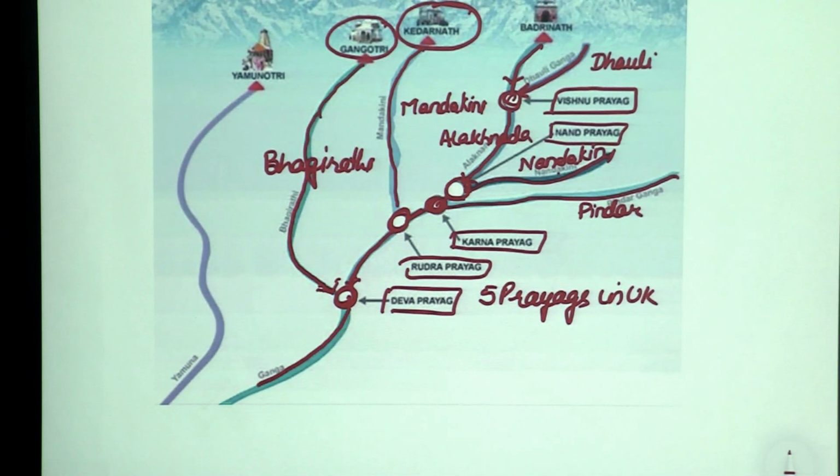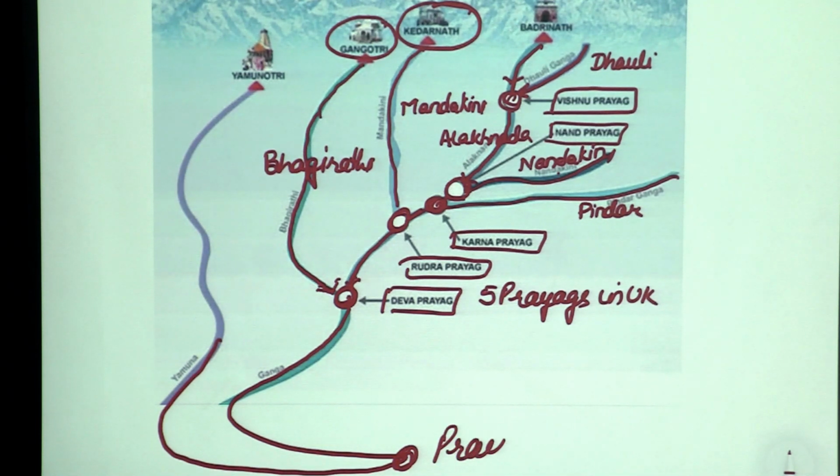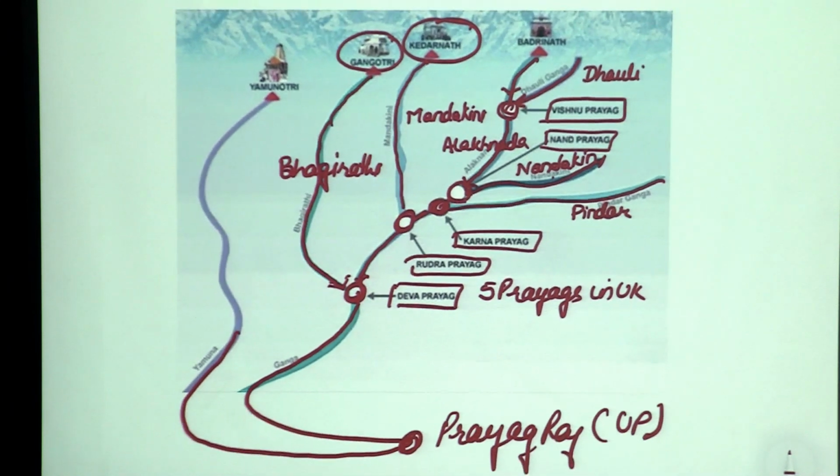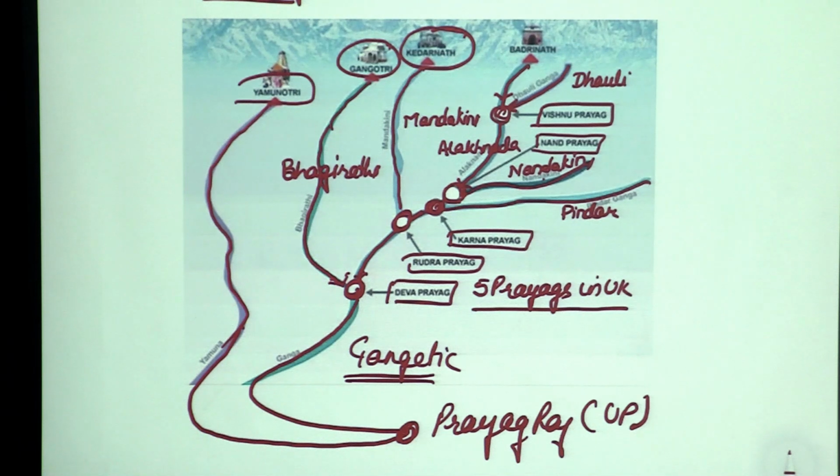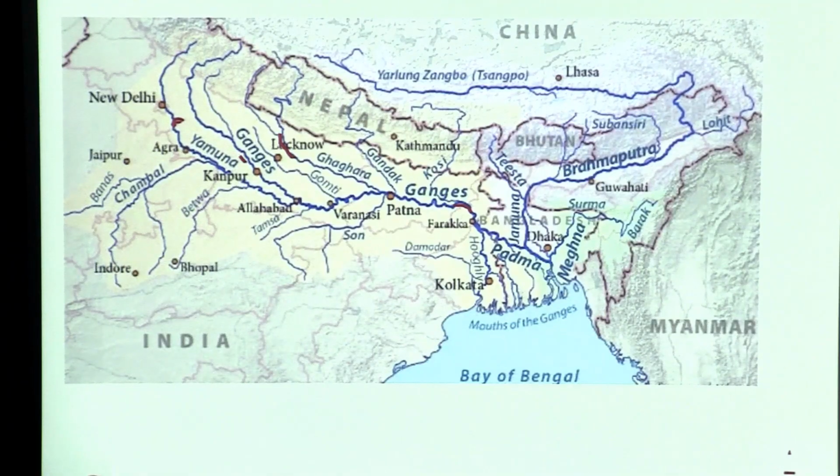And if I have to just extend, this is Ganga and I have made it descend to the plain, and this is Yamuna and I have made it descend to the plain. It is Prayagraj, Uttar Pradesh. From Yamunotri, Yamuna. The largest river system of our country, the Gangetic system. The Gangetic system in its upper flow has 5 major prayags in Uttarakhand and 1 in Uttar Pradesh, Prayagraj, erstwhile Allahabad.